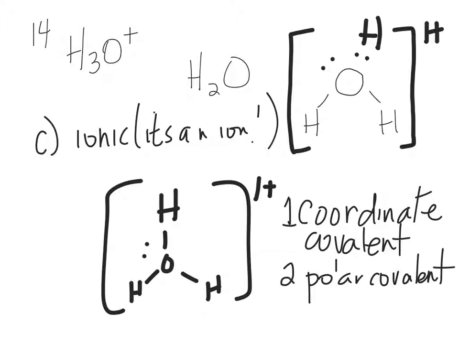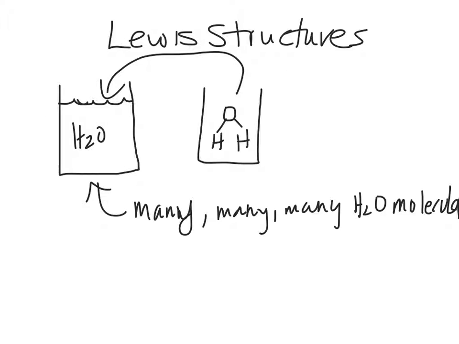Okay. So top right shows a coordinate covalent. It's got one coordinate covalent, two polar covalent. We can't tell which one it is, and it's going to form ionic bonds. This is actually what we get in water. When an acid dissociates, we form these, not H pluses, but we'll get to that when we get to acid.